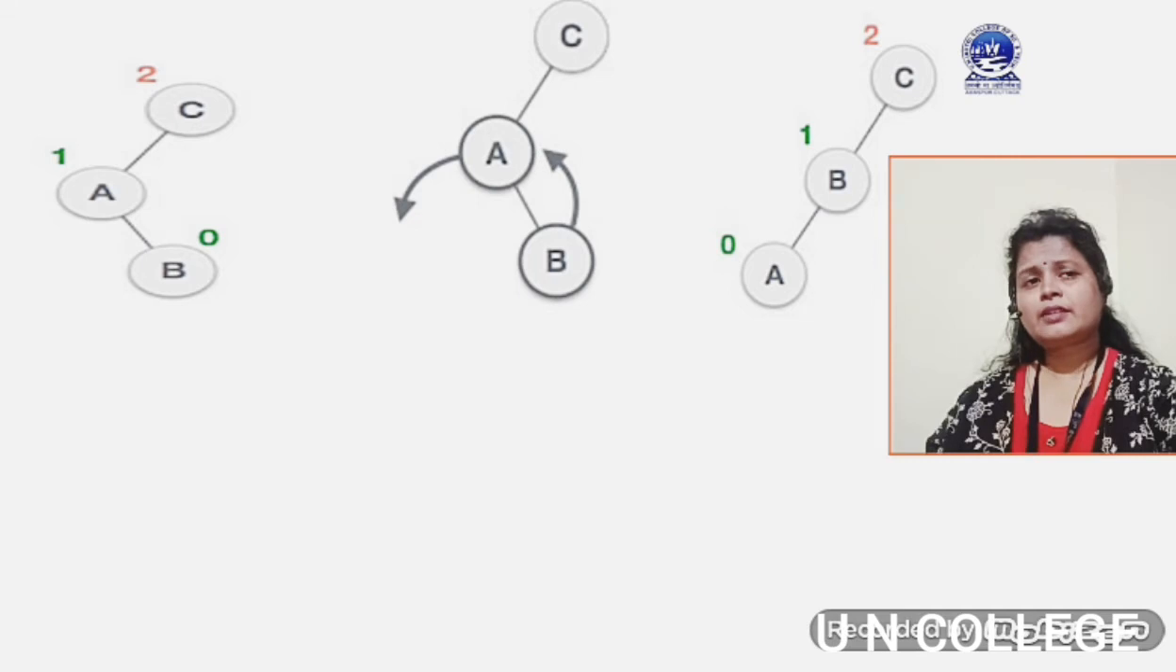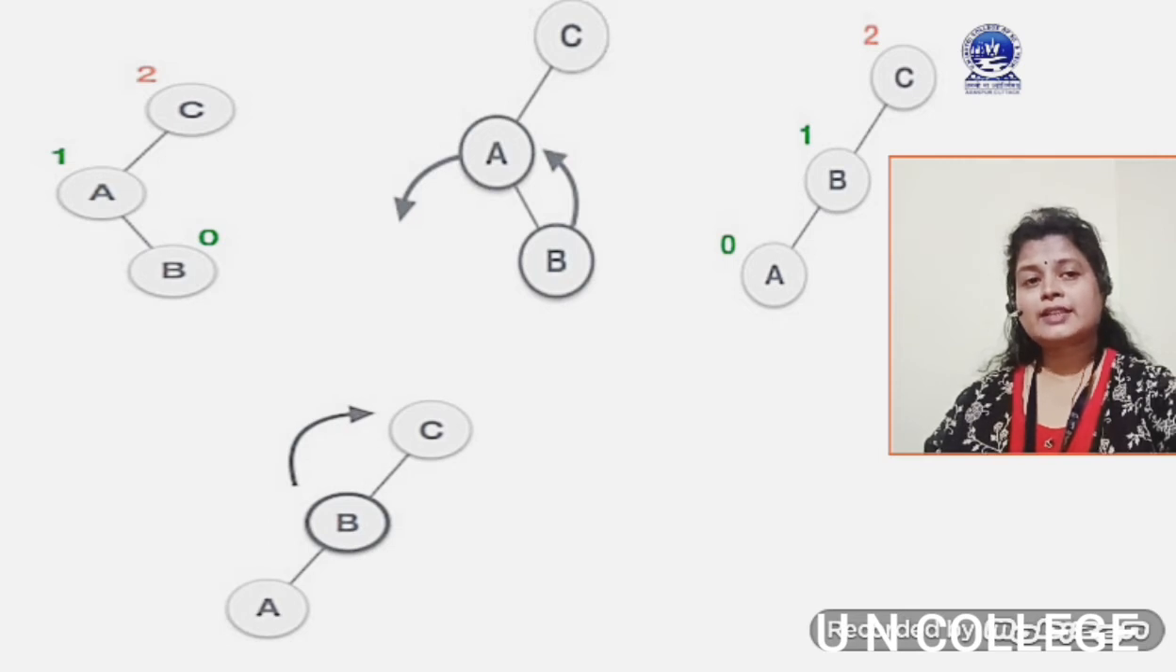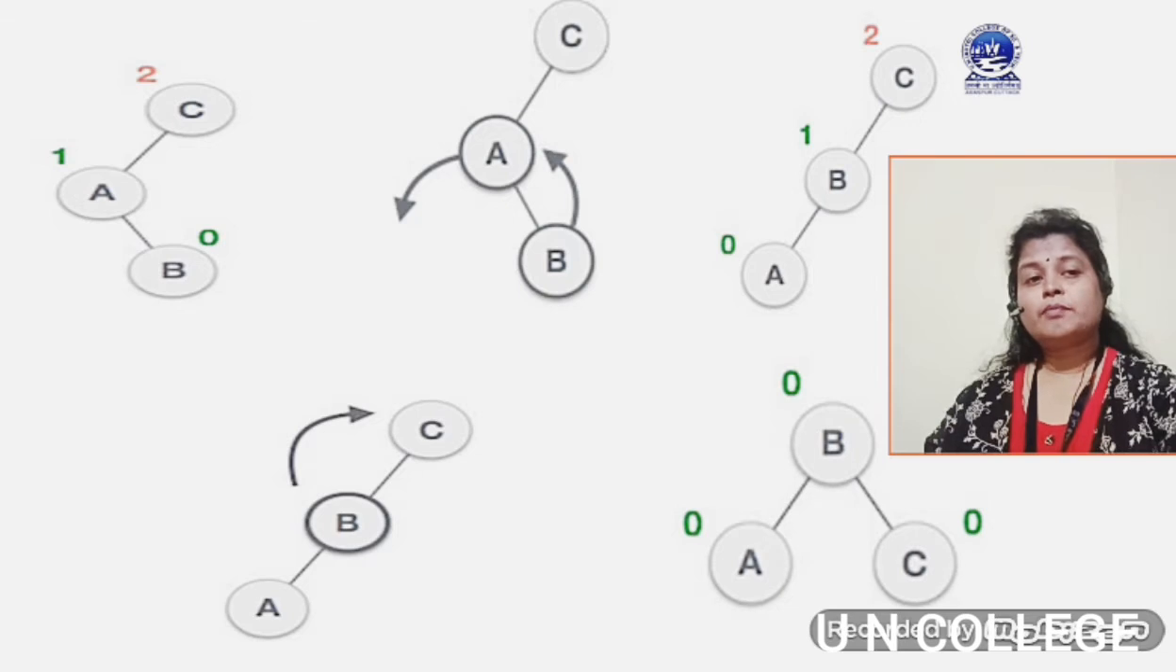C is having balancing factor 2, B is having balancing factor 1, and A is having balancing factor 0, and A is placed as the left child of B. Then at the next step, we will make B the root, A the left child and C the right child. In this way, LR rotation is working.